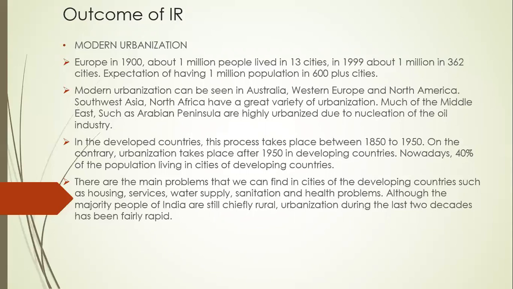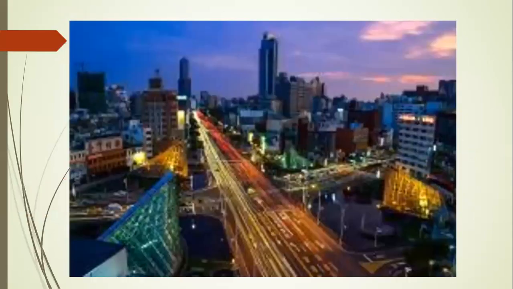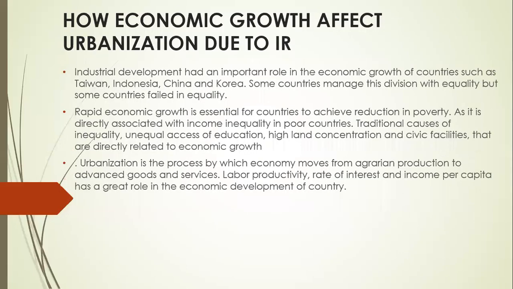There are a few problems associated with suburbanization that we can find in the cities of developing countries. They are the housing problem, services problem, water supply problem, sanitation problem, and health problem. We can take the example of India. In India, the majority of people live in rural areas, but still their rate of urbanization is very high. We can see the example of modern urbanization here due to the industrial revolution.